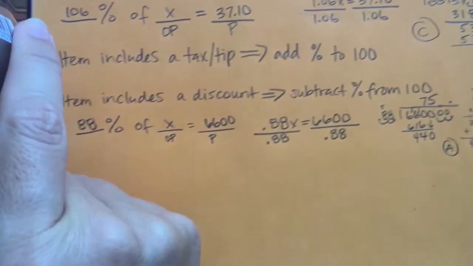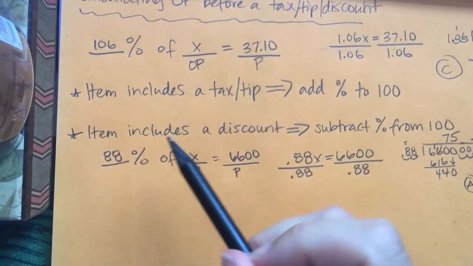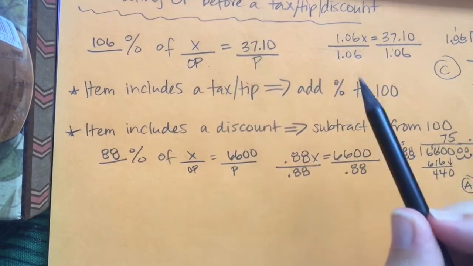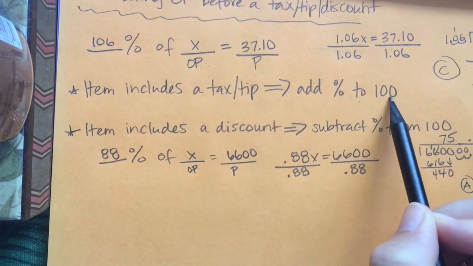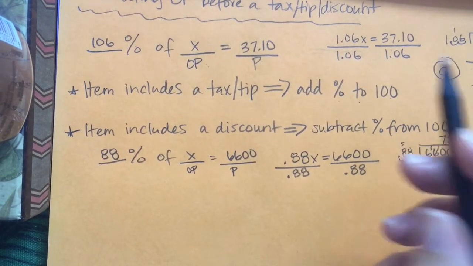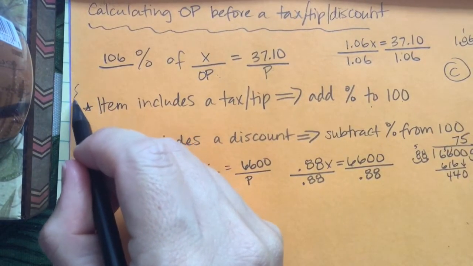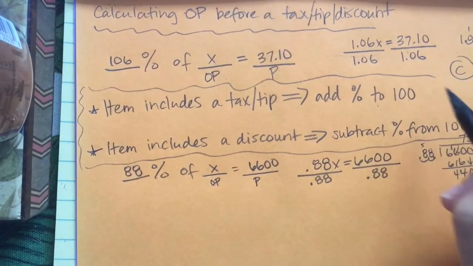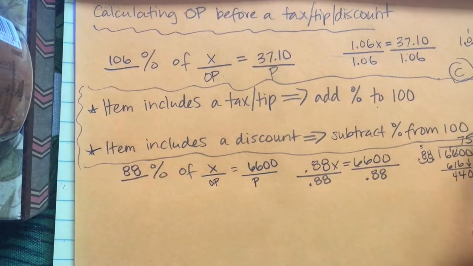So, takeaway, if the item includes a tax or a tip and they ask you to calculate the original price, you have to add that percent to 100. If it includes a discount, you have to subtract from 100. Okay, this is very important. I'm just gonna put a nice big circle around it. Okay, all right, I'm gonna give you a problem to work out on your own.